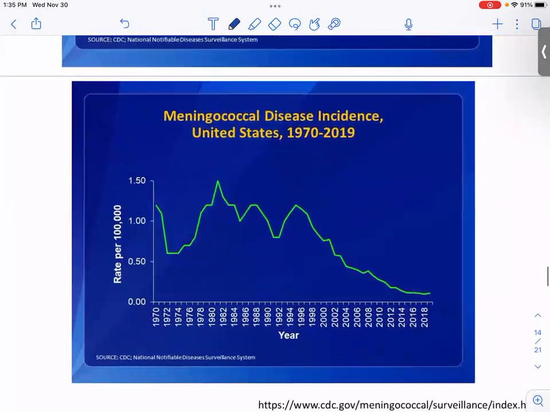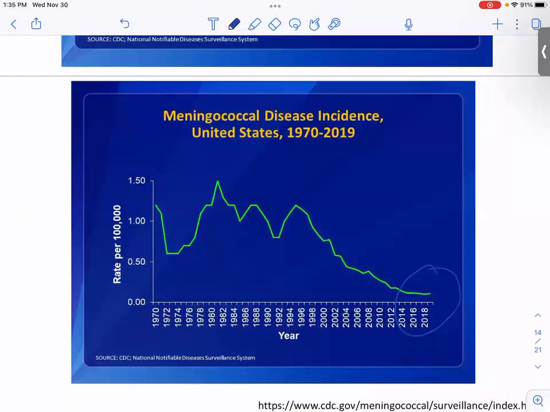Incidence in the US in the last 50 years or so is very low right now. So again, a very serious infection, but also a very rare one. I believe the first vaccine that we had came out in the late 70s. So that probably explains why we've had peaks and valleys, but overall the incidence is getting lower.